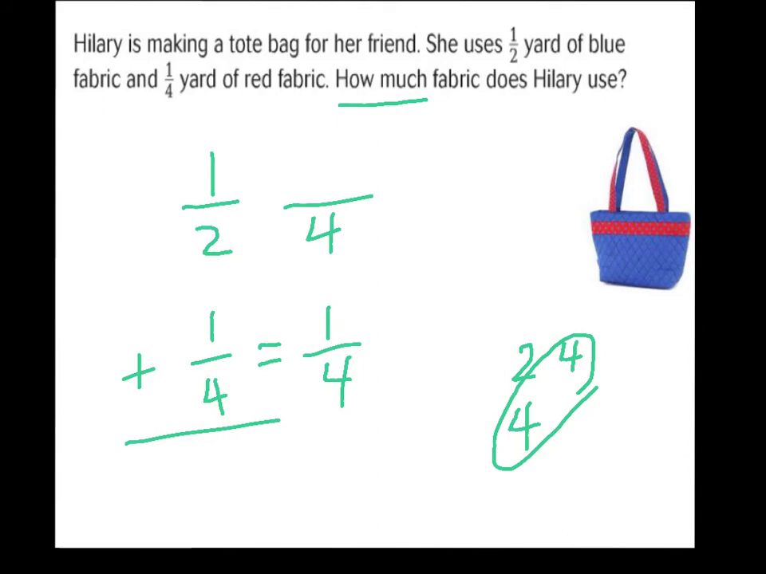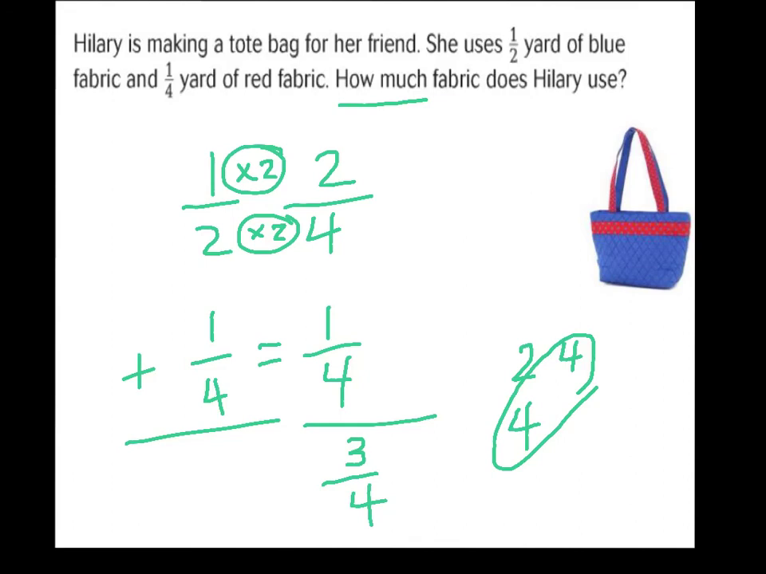So let's look at the 1/2. I need to find an equivalent fraction. In order to change the fraction from 1/2 to something with a denominator of 4, I need to multiply by 2, because 2 times 2 is 4. What I do on the bottom, I have to do on the top. So now the top number will be 2. So 2/4 plus 1/4. Now I can add them together. 2 plus 1 is 3, and my denominator stays the same. So my answer would be 1/2 plus 1/4 equals 3/4.